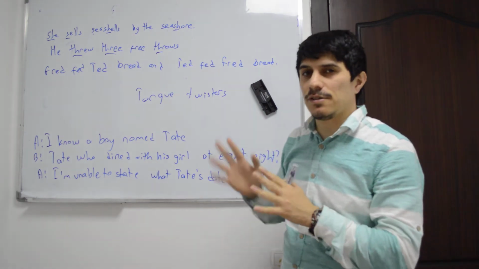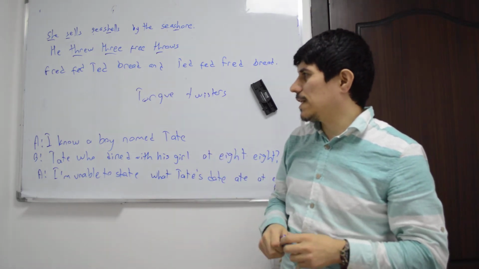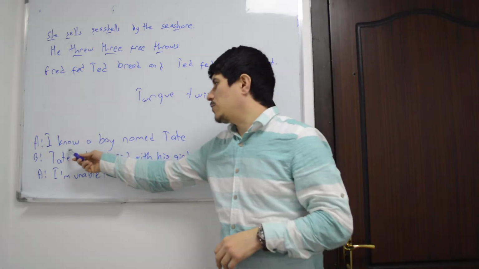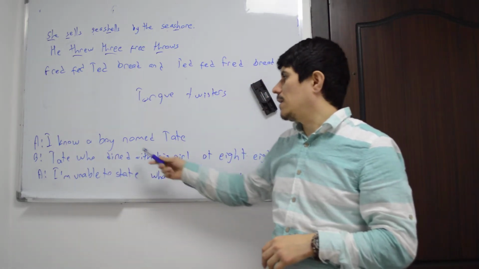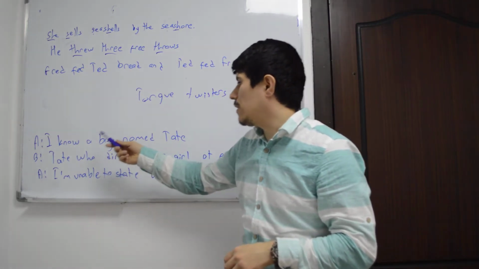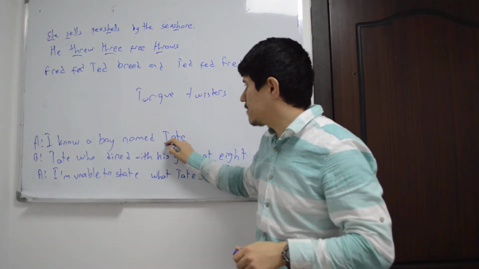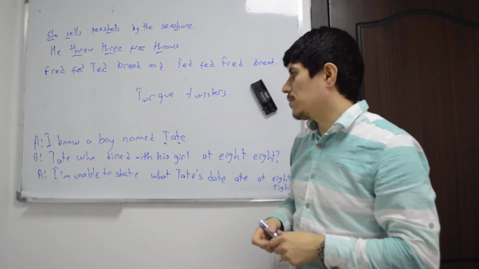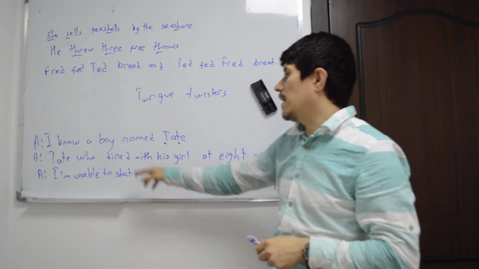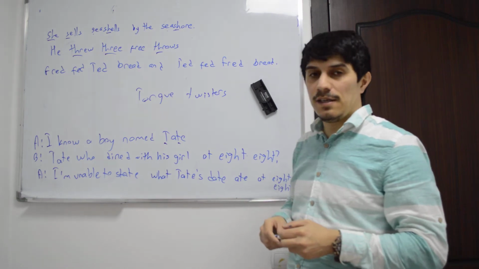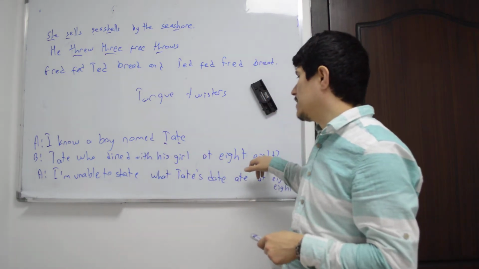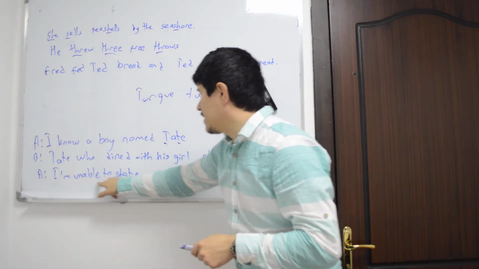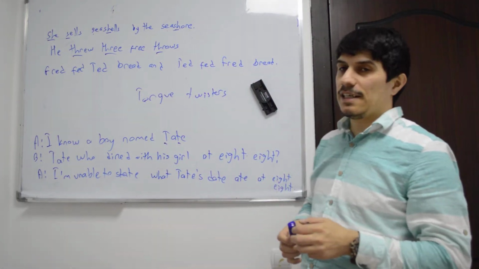These are general tongue twisters, but here I'd like to dedicate some to the letter T. Alright, repeat after me. I know a boy named Tate. I know a boy named Tate. There's only one T, but in the second one we escalate the number of T's. Tate who dined with his girl at 8:08. Tate who dined with his girl at 8:08. And the next one: I'm unable to stay at what Tate stayed, 8:88.